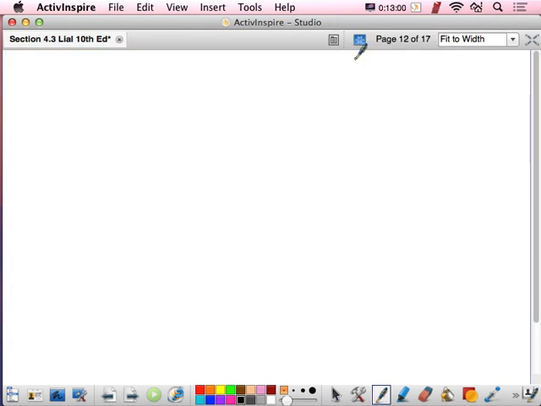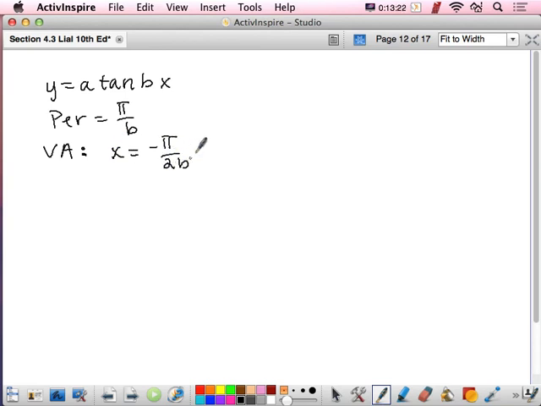Okay, so right here we're going to take a minute and do a quick review of all tangents and cotangents. So let's talk about y equals a tangent bx. Here's what's always true. The period equals what? Pi over b, right? And the vertical asymptotes are x equals negative pi over 2b and positive pi over 2b. And we talked about that, and we said they actually equal half of the period each, right?